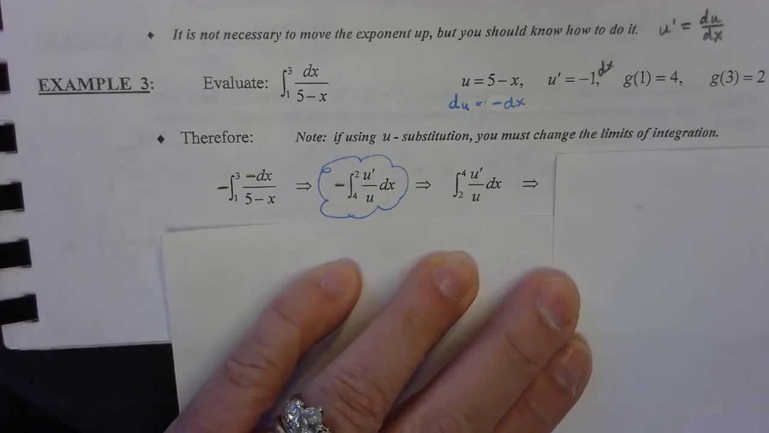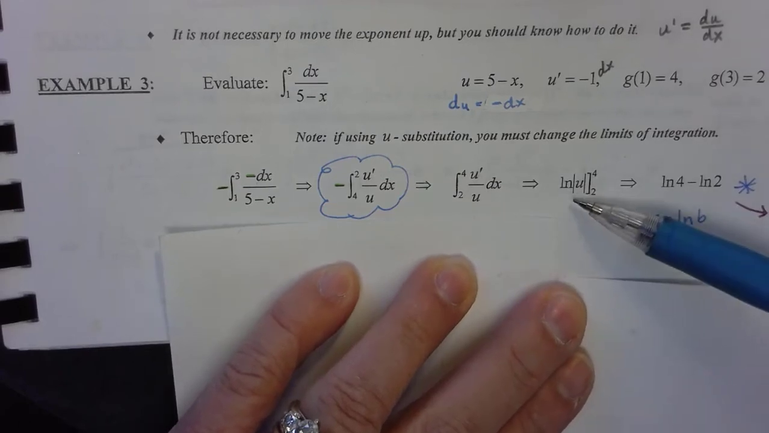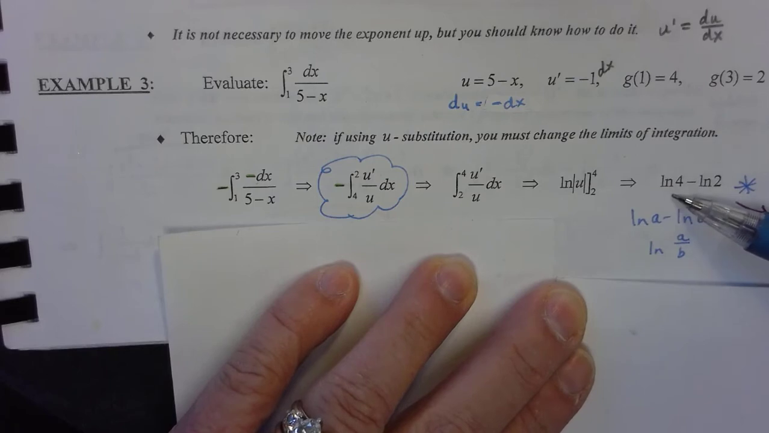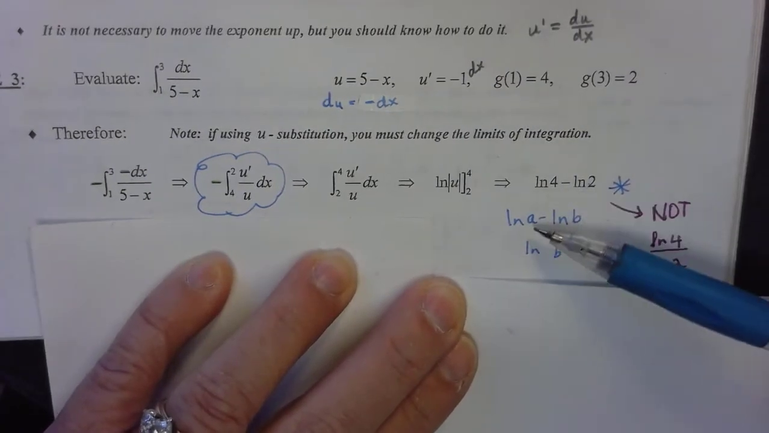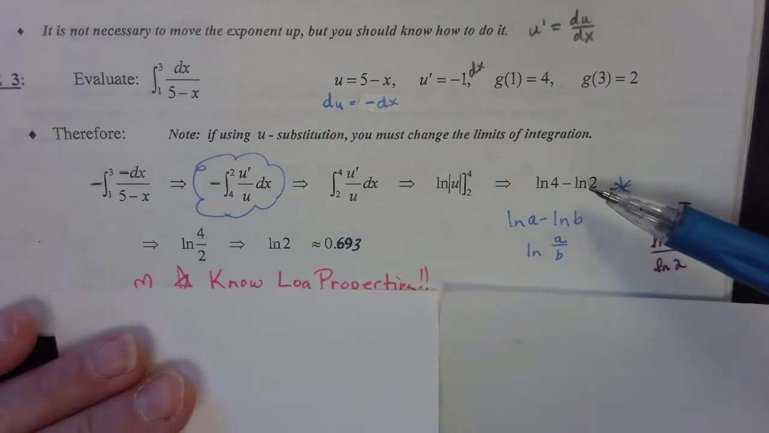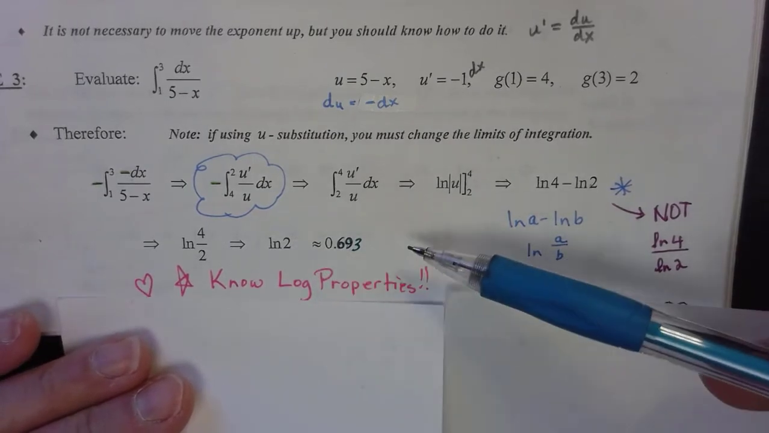And we have u prime over u, which becomes the natural log of the absolute value of u from 2 to 4, which is ln 4 minus ln 2. Let's remember, ln a minus ln b is ln of a over b. So this is going to give us natural log of 4 over 2, which is natural log of 2, which turns out to be 0.693.